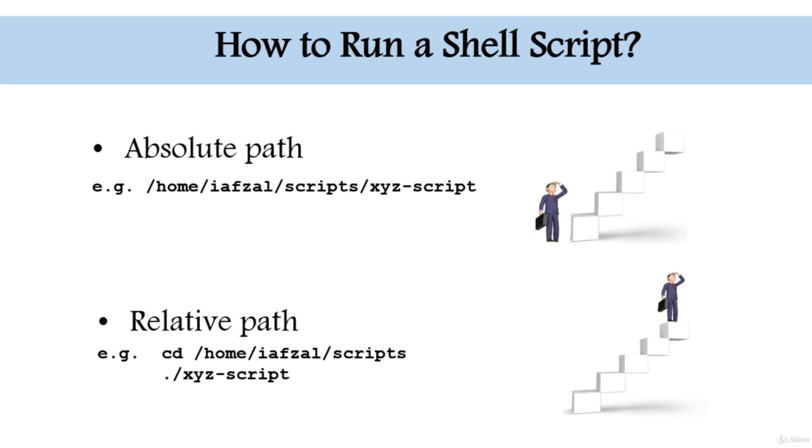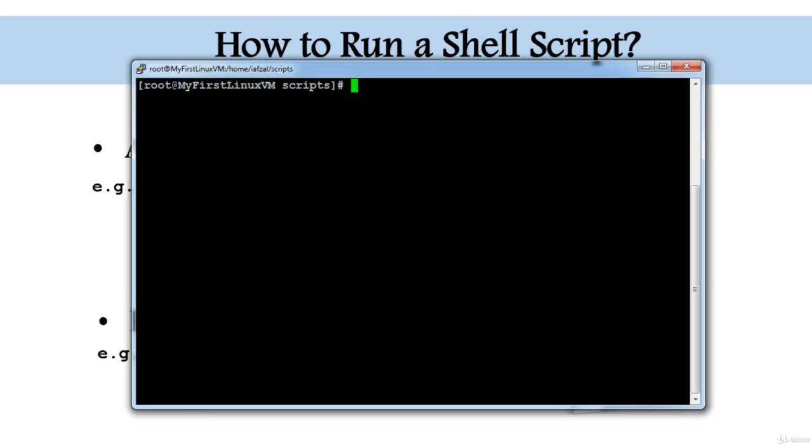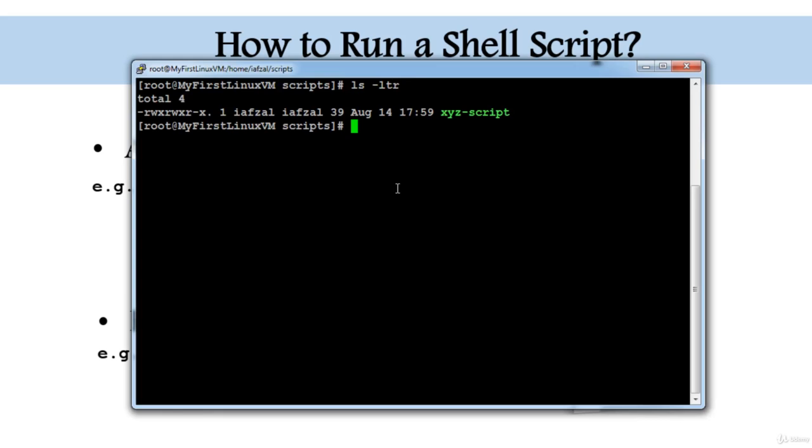So the way it works is I have my Linux machine up. Let me log into my Linux machine. So I have my script right here. It's called XYZ-script. If you notice, I am in my /home/ifzol and /script directory. I created a directory called scripts in my home directory, and I create all my scripts in that directory. So if I am already in that directory, I could run that script.